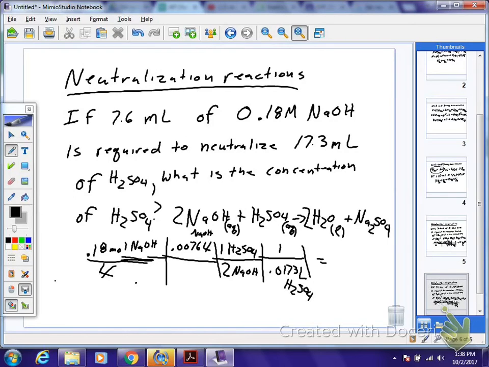So the concentration would be 0.040. Okay, questions? How did you get the .006764? That's liters. That's the liters. Milliliters? No, that's liters. Okay, that makes sense then. I was like, I have no idea where you got that.